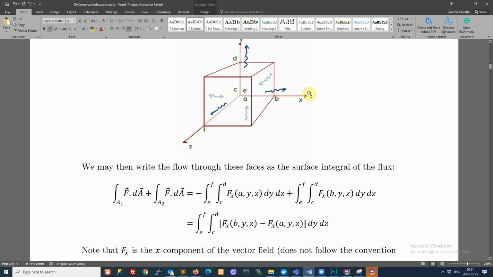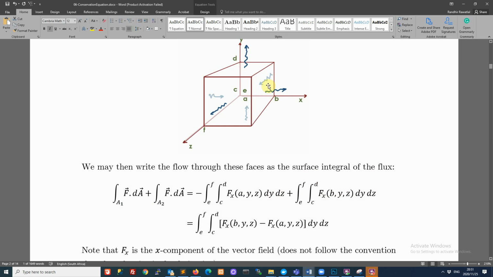And then the flux leaving from here, you can see Fx, this now is at position b, and we are integrating for y in the same range, C to D, and z goes from E to F. So again, we are taking the component of f in the x direction, and we note that the x value is b, and so we are just integrating this over the area. So that's the contribution from the x direction. And in this case, it's positive.